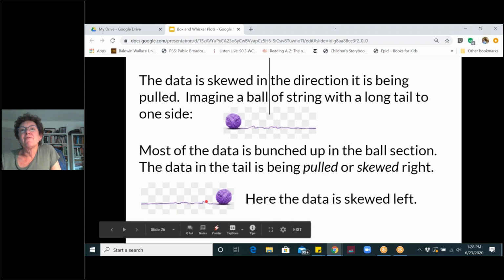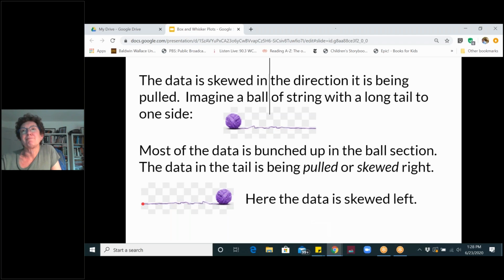On this one, if this side of the box is longer and more spread out, then I'm skewing it in this direction. I'm pulling it out here. Most of my data is bunched up here with this ball. But when I skew it left or skew it negatively, it's because I'm pulling and stretching the data out in this direction.